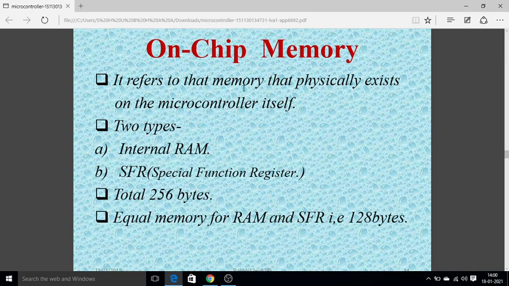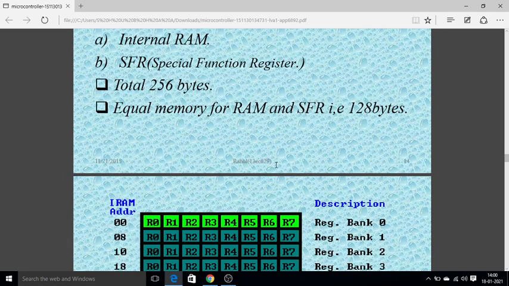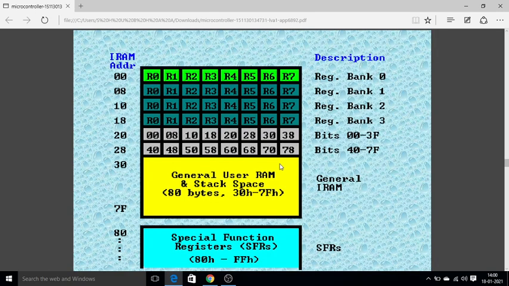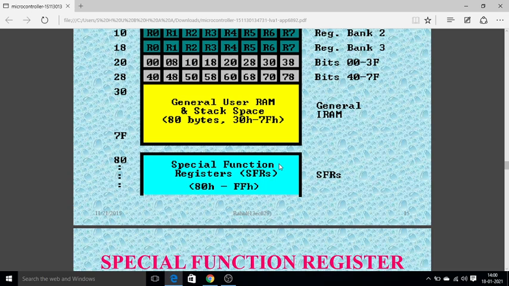It refers to the memory that physically exists on the microcontroller itself. There are two types, internal RAM and SFR, the special function registers, and the total combination of these two is 256 bytes. The RAM is 128 bytes and the SFR area is also 128 bytes. This is the memory organization of the 8051, and the special function registers we have to discuss.